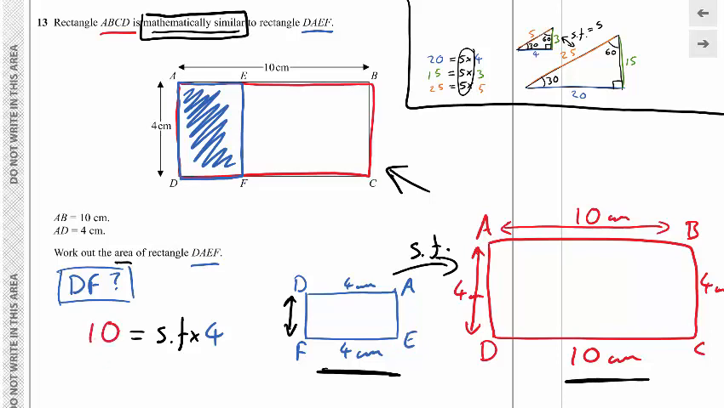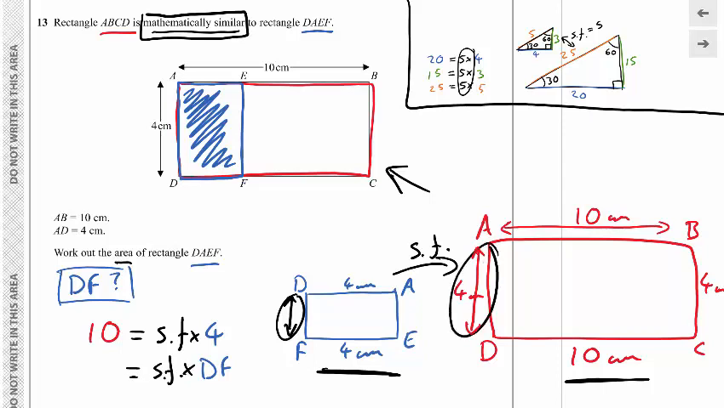And likewise, if I look at the vertical heights, this baby height at the moment is just DF. I don't know what that value is. That's what I want to find out. When I multiply it by the same scale factor, I should get back my big height.